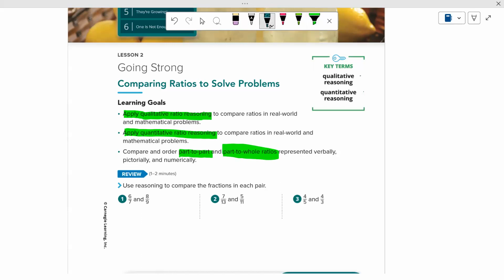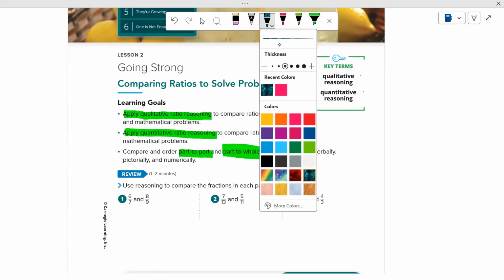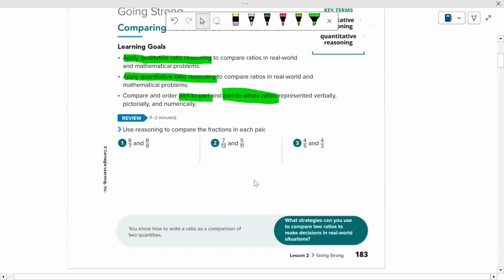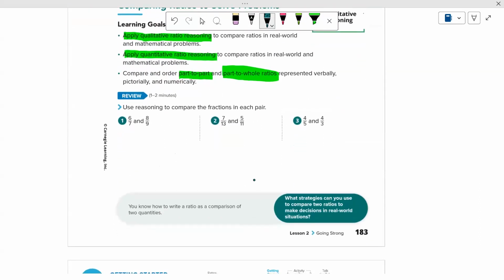So I'm going to go through this first part quickly because I know our videos have been a little long, so let's see if we can speed them up a little bit. It says use reasoning to compare the fractions in each pair. I'm going to do it the way that we all need to be practicing this, because I just got done teaching a lesson in 8th grade and they had to do it this way as well. You need to find common denominators.